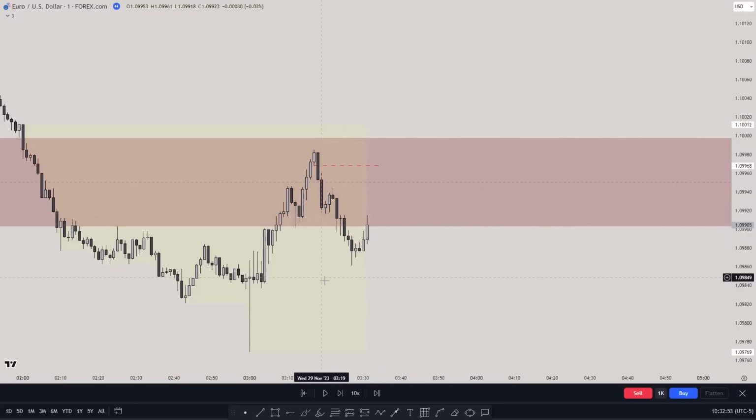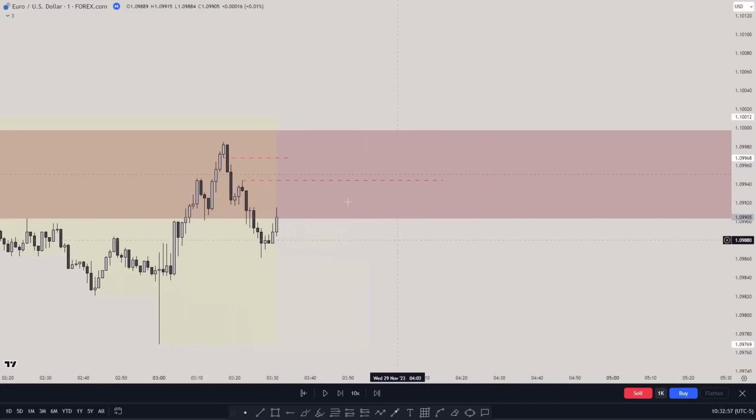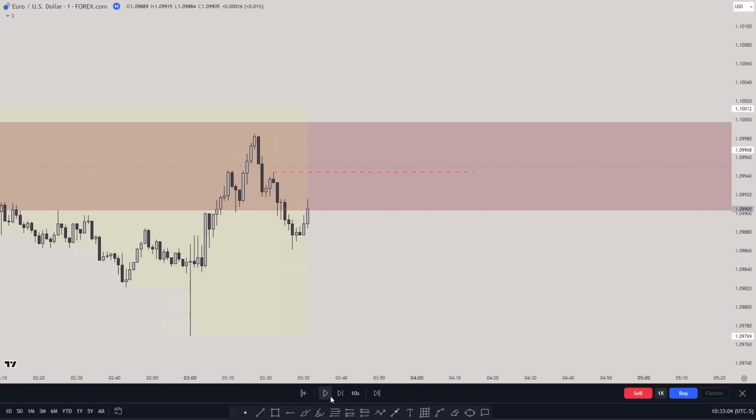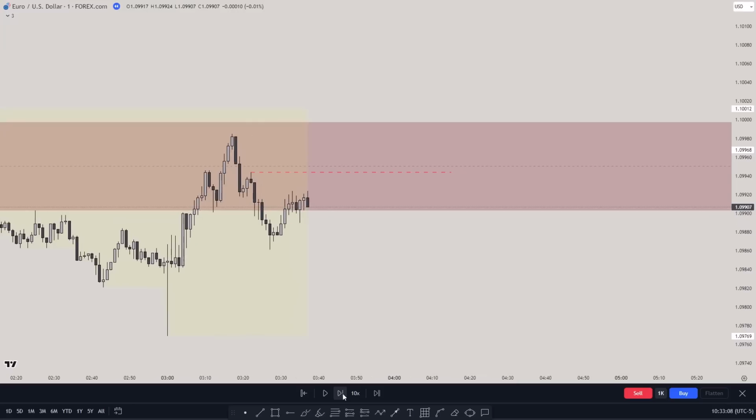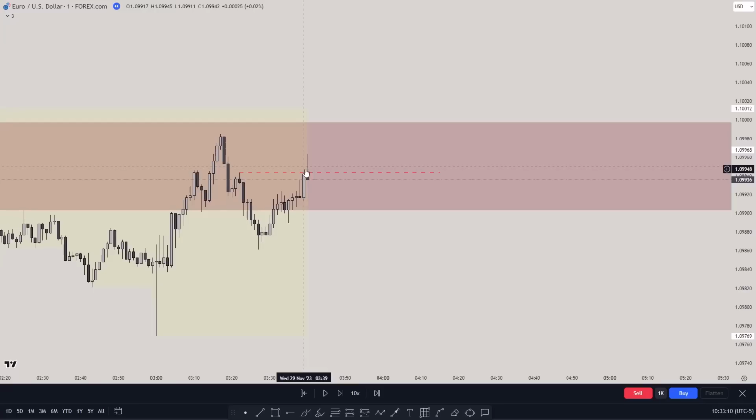Now we have the 1 minute. And what do we have here? An inducement, or a high in a fair value gap. So if price took this, and then there is projection to the lower side, I would take this one. If we pay attention to what's going to happen now, price taking the high, again, inside of the fair value gap.